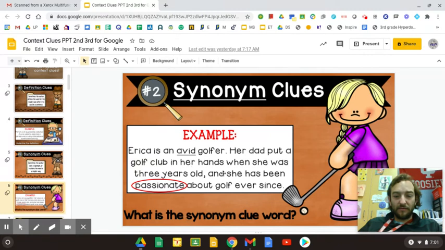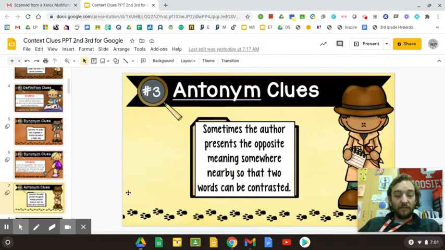Here's an example. Remember, Erica's an avid golfer. Says she has been passionate about golf ever since. So passionate and avid are the same. Then we have antonym, where the author uses an opposite word.